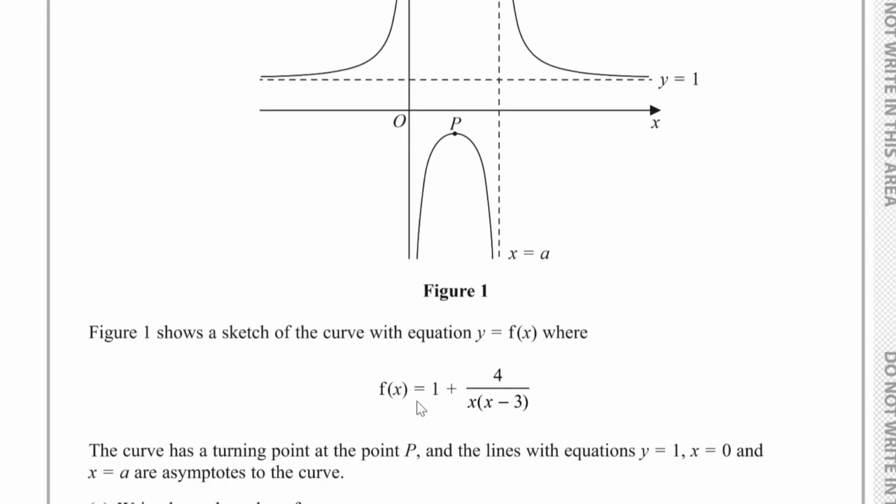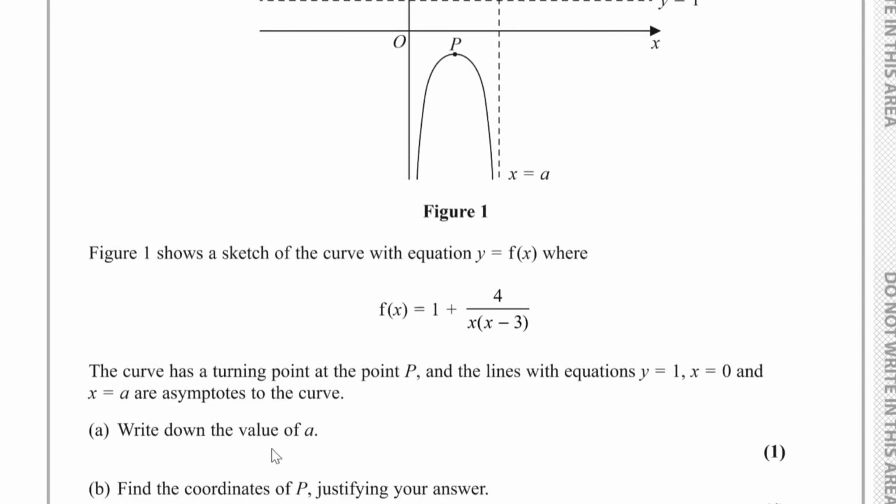where f of x is given by 1 plus 4 over x multiplied by x subtract 3. The curve has a turning point at the point P, that's what we see here, and the lines with equations y equals 1, x equals 0, and x equals a are asymptotes to the curve. And for part A we have to write down the value of a.